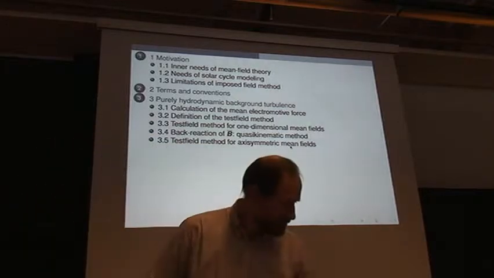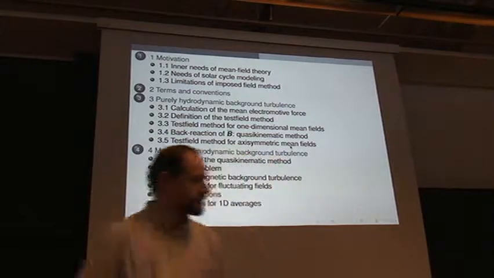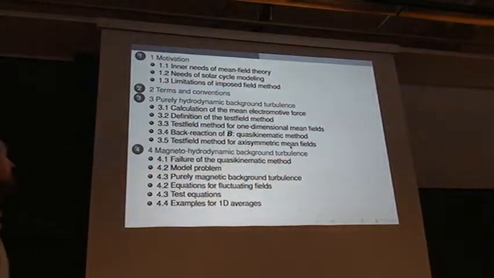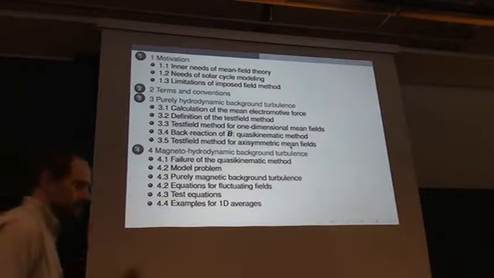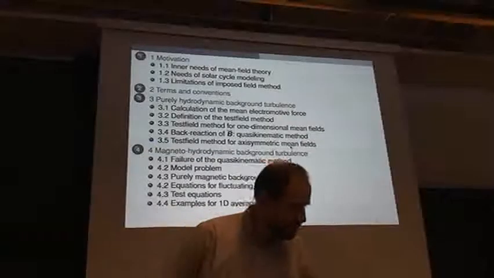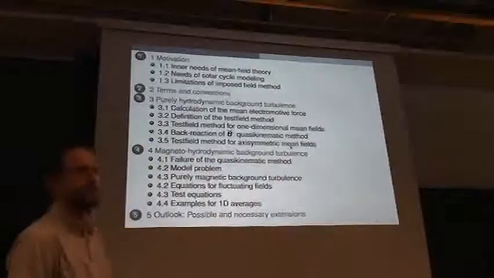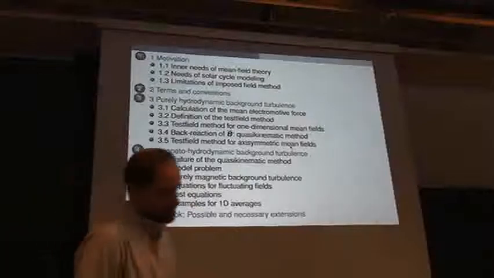And then at last, or almost at last, the second major part, the new extension of this method to magnetohydrodynamic background turbulence, where the background, I come to this term, is no longer defined by velocity fluctuation alone, but by a velocity and a magnetic field fluctuation. Again, examples, and a brief outlook on what could be done further at the end.